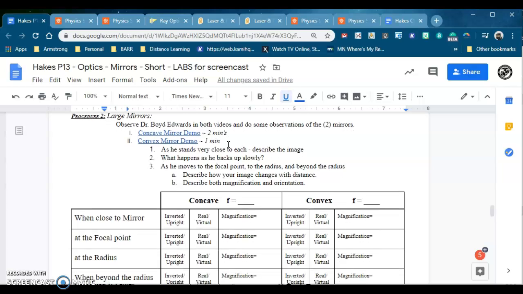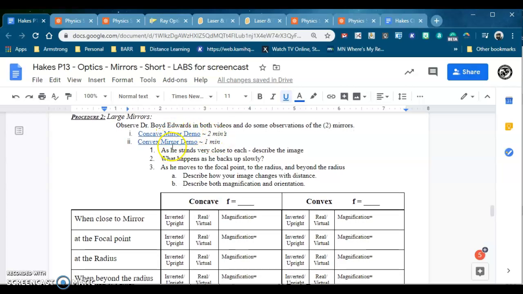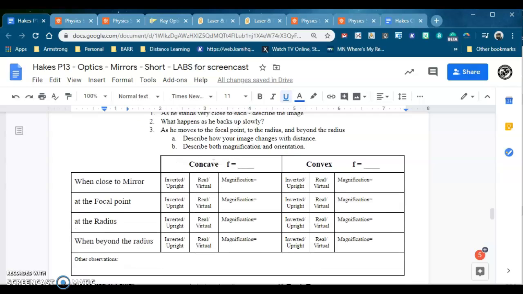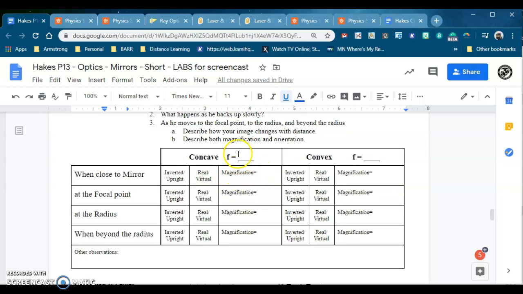Okay, for procedure 2, there's a couple of demos here. You'll watch the demos and try to answer the questions again. So when close to the mirror, is the object inverted or so upside down, or is it upright? Is it real or virtual? Then you're going to try to figure out the magnification and put in where the focal point is.